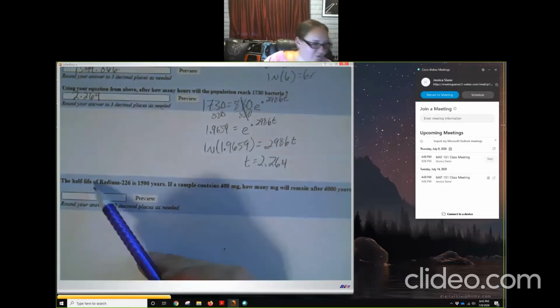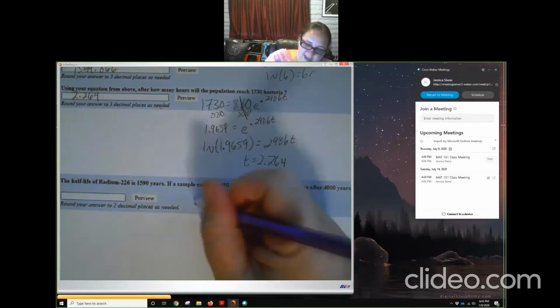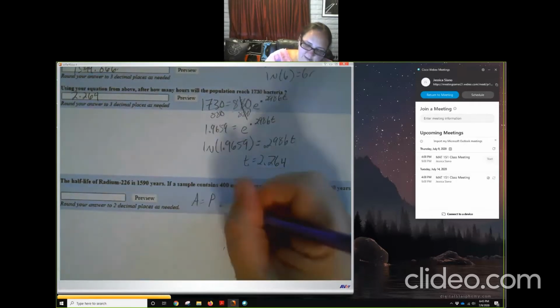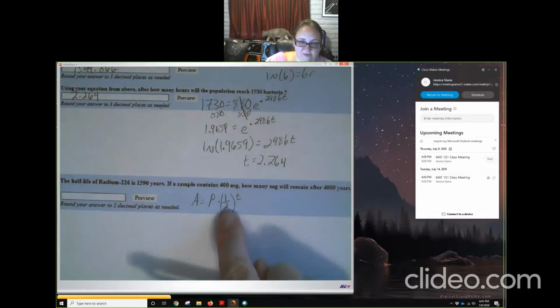So for half-life, we're going to use a super similar formula to the one I showed you before, only we're going to say A equals P times 1/2 to the T. When it's doubling, this is 2, and when it's a half-life, it's 1/2.